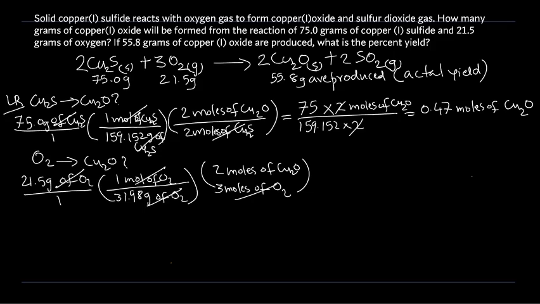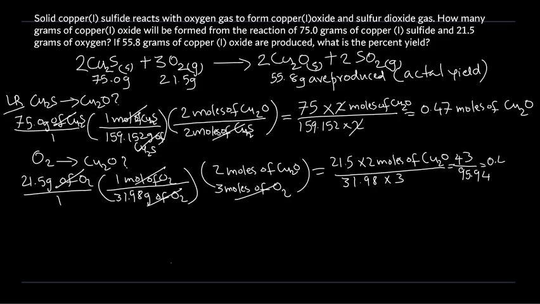So I have the numbers: 21.5 times 2 moles of copper 1 oxide divided by 31.98 times 3 in the denominator. That equals 43 in the numerator, 95.94 in the denominator, which equals 0.45 moles of copper 1 oxide. So which one is the lowest number of moles here? It is 0.45 moles of copper oxide. We got that one using oxygen, so oxygen is the limiting reagent.